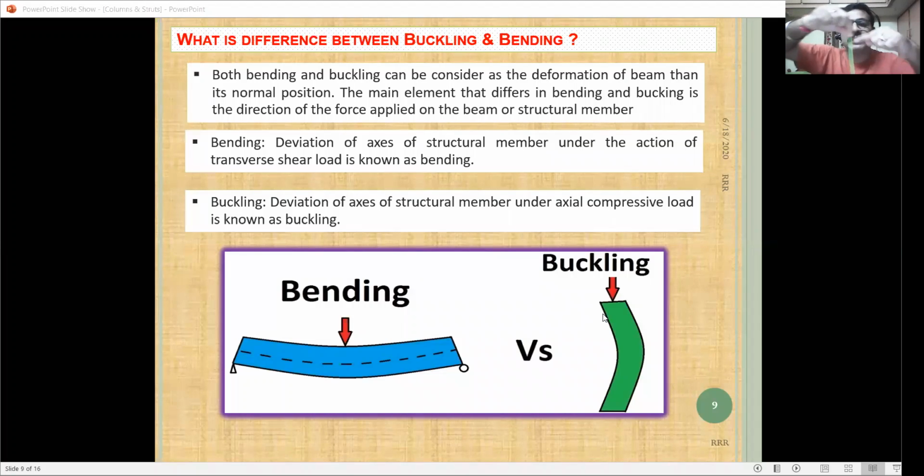Suppose the force is acting perpendicular to the member in the column case. Please remember, if this is a column, the force perpendicular means in this direction. If deformation happens in this direction, we call it bending. Right? So I hope this is clear.